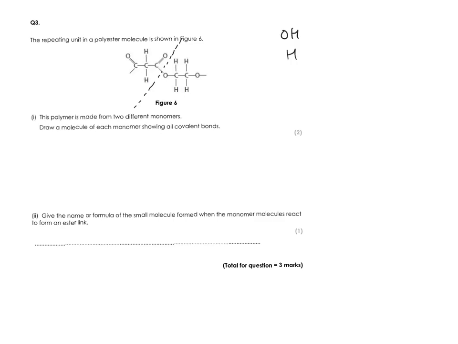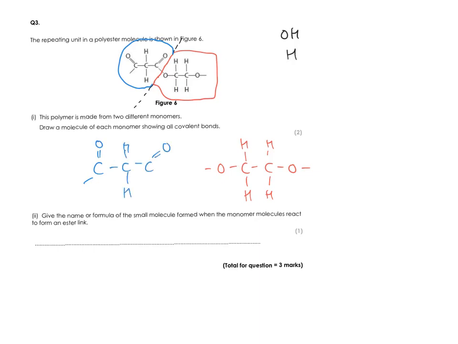So this bit here is going to form one of my monomers, and the other monomer comes from this part here. So we've got an OH to put in. This OH here will go here and here to form a carboxylic acid, and this H will go here and here to form an alcohol. And those are my 2 molecules.